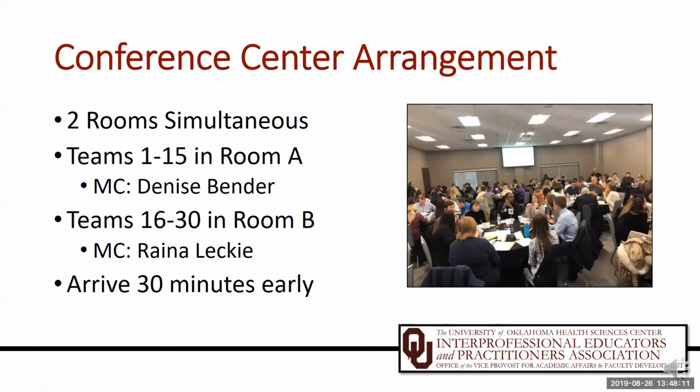As we did last year, we are running 2 rooms simultaneously. If you've been assigned to facilitate on teams 1 through 15, please go to room A. If you're assigned to facilitate for teams 16 through 30, please go to room B. Whichever room you're assigned to, please try to arrive 30 minutes early. That will allow you, the facilitator, to be at the table before any of your students arrive so that you can greet them.